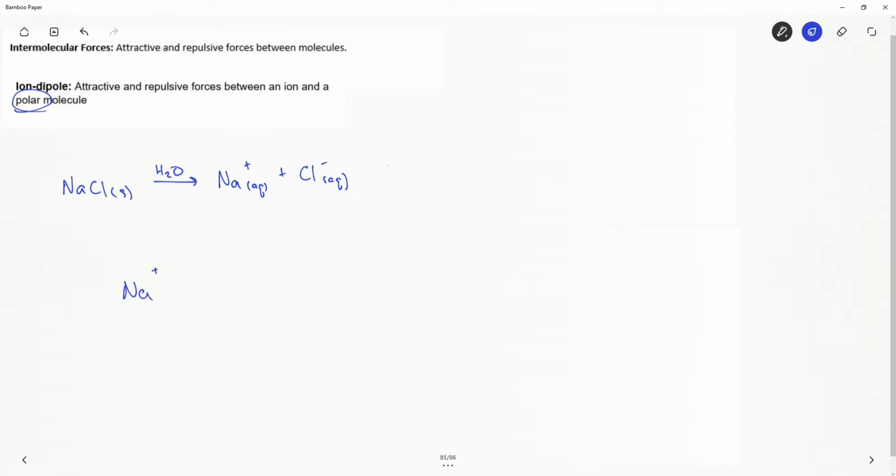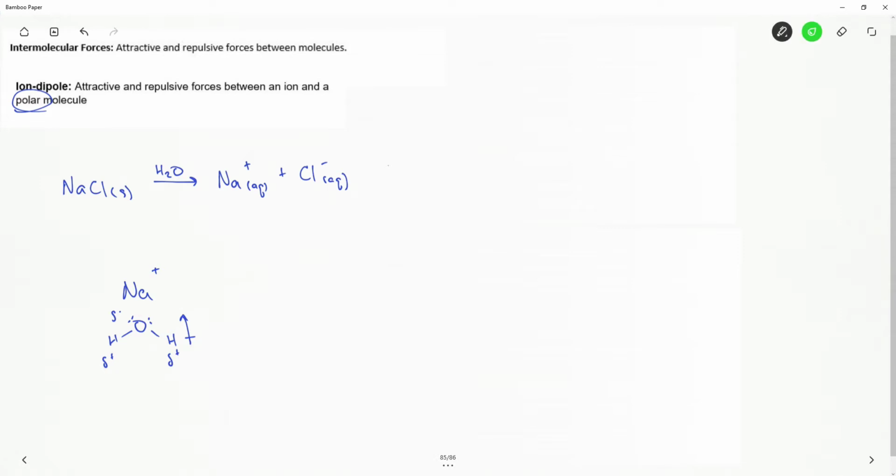Sodium has a positive charge. Water, of course, is a polar molecule. It has a permanent dipole moment, which points towards the oxygen. So in essence, you have a partial negative charge on the oxygen and partial positive charges on the hydrogen.